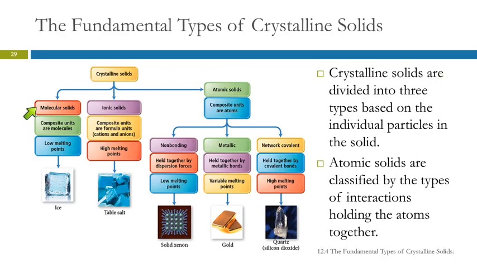So we can have molecular solids, where the individual particles are molecules. In that crystalline lattice, those structures we were looking at, each of those spheres would represent a molecule. We can have ionic solids, where those would be ions. And we can have atomic solids, where the individual pieces are atoms. And then this flow chart is showing how those are further broken down.